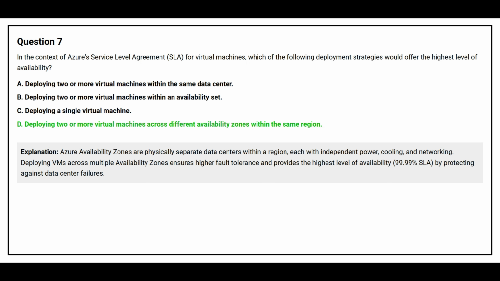Azure availability zones are physically separate data centers within a region, each with independent power, cooling, and networking. Deploying VMs across multiple availability zones ensures higher fault tolerance and provides the highest level of availability, 99.99% SLA, by protecting against data center failures.